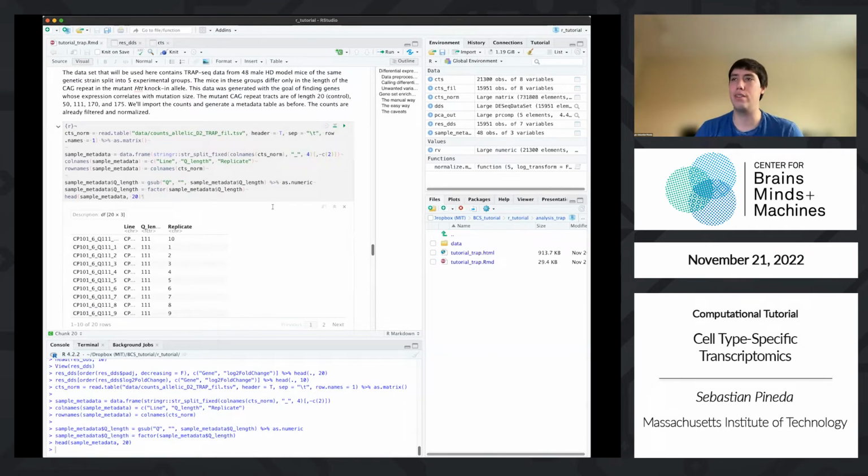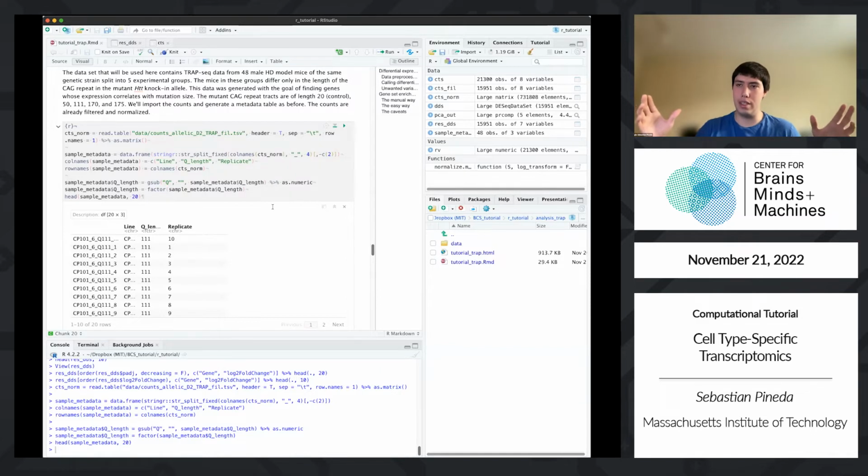We generated a trap data from an allelic series. Huntington's disease is caused by a mutation of the Huntington gene. There's this CAG repeat. It encodes a Q in the protein. And most people have 20. When that is expanded, you have Huntington's disease. And the longer this repeat is, the more severe the phenotype is, the earlier the onset.